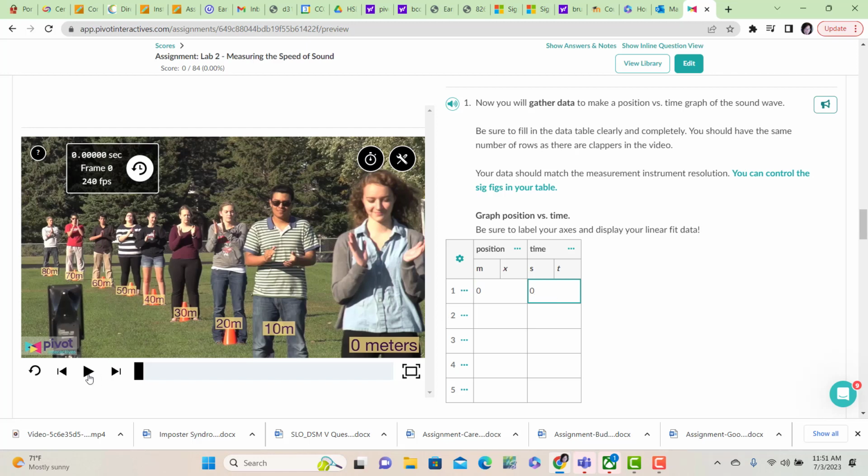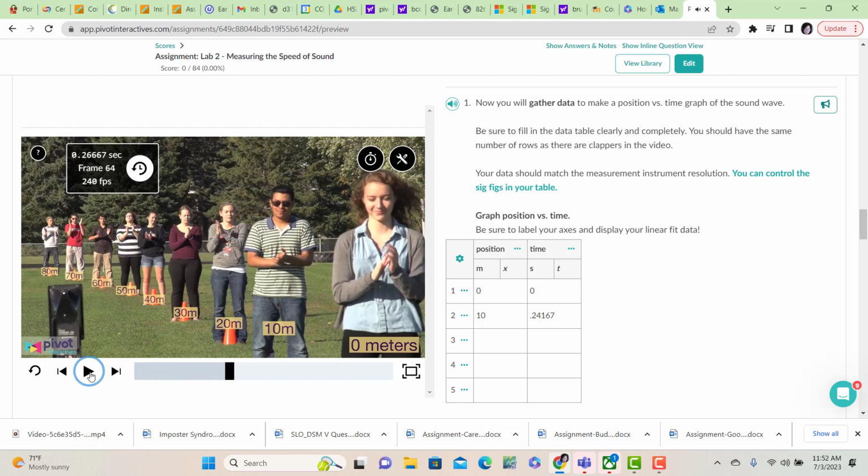And then as we press play here, I'm going to play this, and when the second person claps, I'm going to record that time. So at 10 meters, the time was 0.24167. I'm going to rewind it, and I'm going to time it for the third person at 20 meters. And that is at 0.2667. So at 20 meters, it's 0.2667 seconds. And I'm just going to keep doing that for each one.